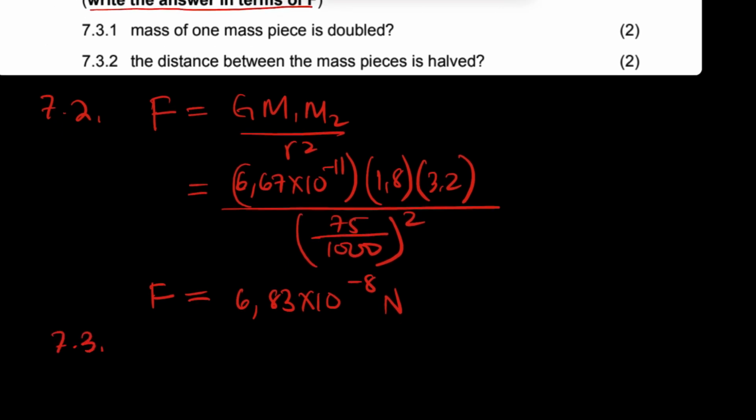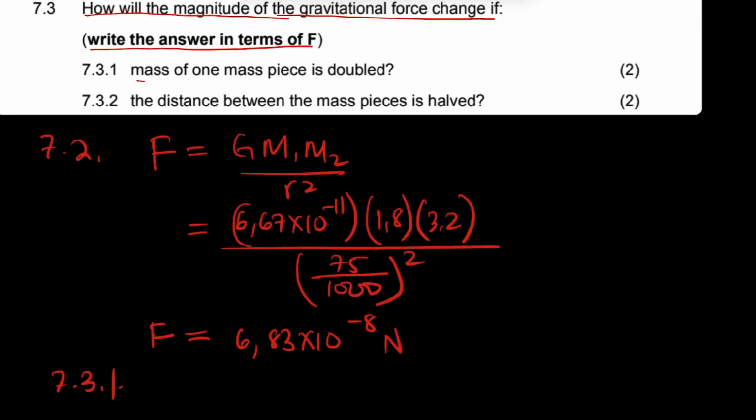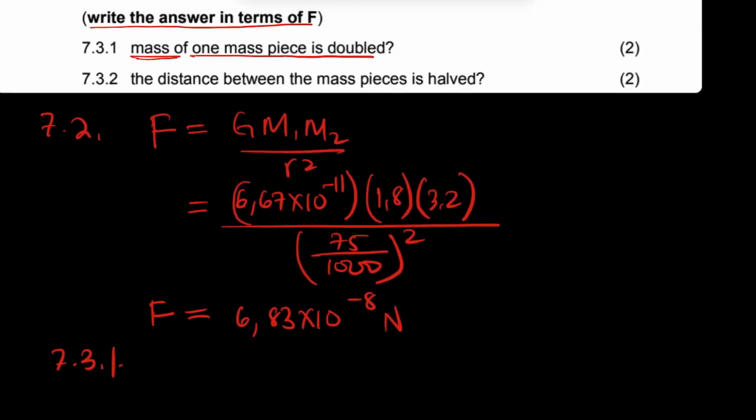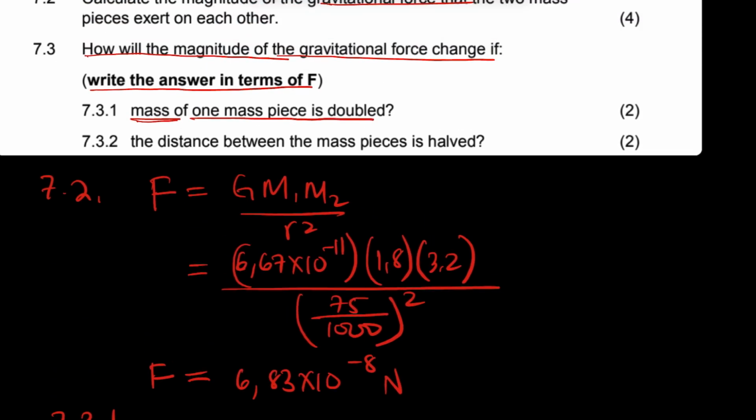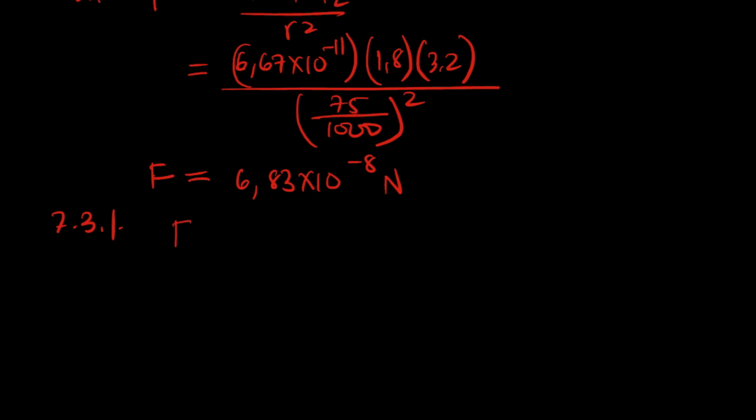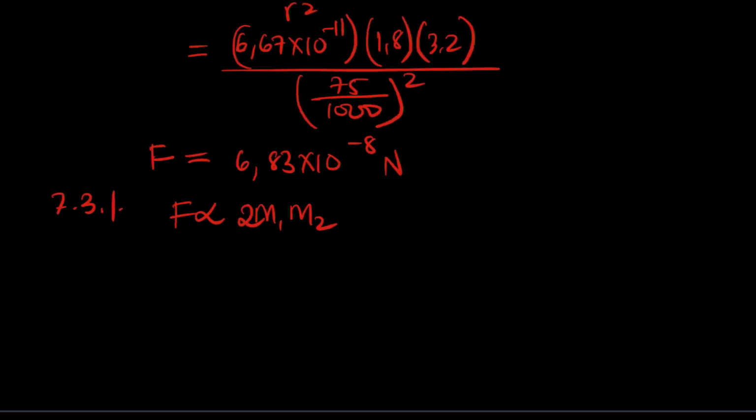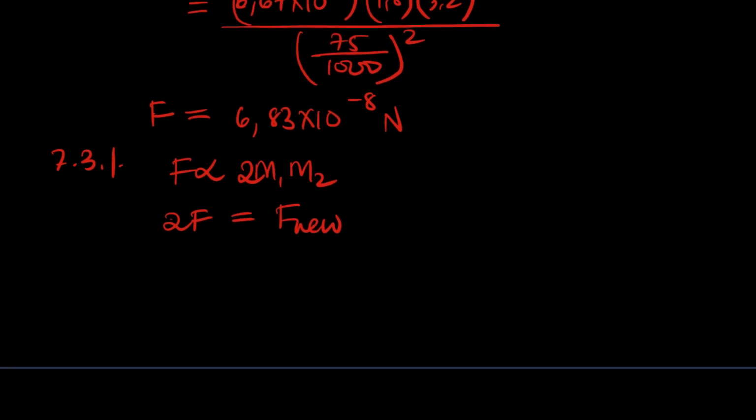7.3.1. If the mass of one object is doubled, how would the gravitational force change? As you know, the force is directly proportional to the product of the masses. So if one mass is doubled, the force is going to be doubled. So the new force will be doubled. The force and the product of the masses are directly proportional, so if you're doubling one of the masses, the force will be doubled.